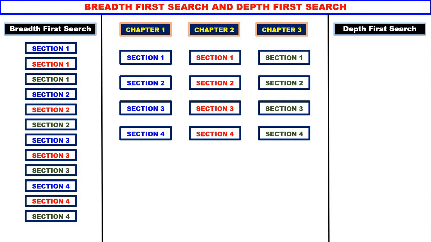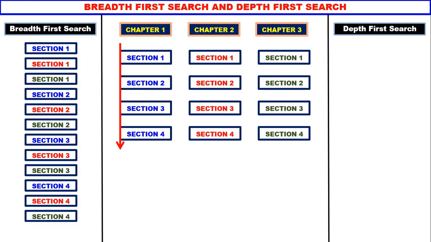In depth first search, first we start with Section 1 of Chapter 1. Then immediately we go to Section 2 of Chapter 1. Next, Section 3 of Chapter 1. Next, Section 4 of Chapter 1. So we go depth-wise. We finish the complete Chapter 1, all the four sections of Chapter 1. Then we go to the first section of Chapter 2. We finish all the sections of Chapter 2. Then we go to Chapter 3. We finish all the sections of Chapter 3.